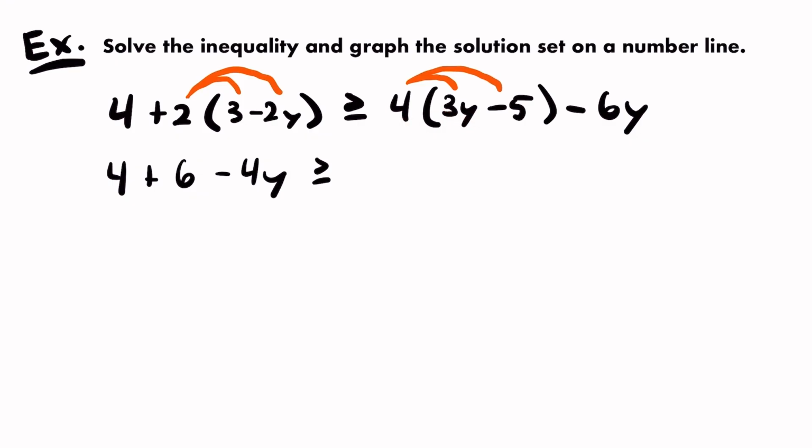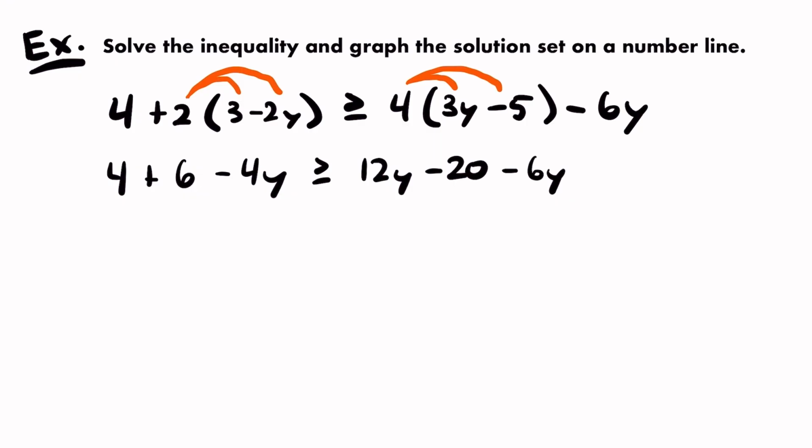Starting with 4 times 3y, you want to multiply 4 by the coefficient of y. So 4 times 3 is 12. Keeping the y, you get 12y. And then 4 times negative 5 is negative 20. So you have 12y minus 20, but then don't forget about this negative 6y. So we have minus 6y.